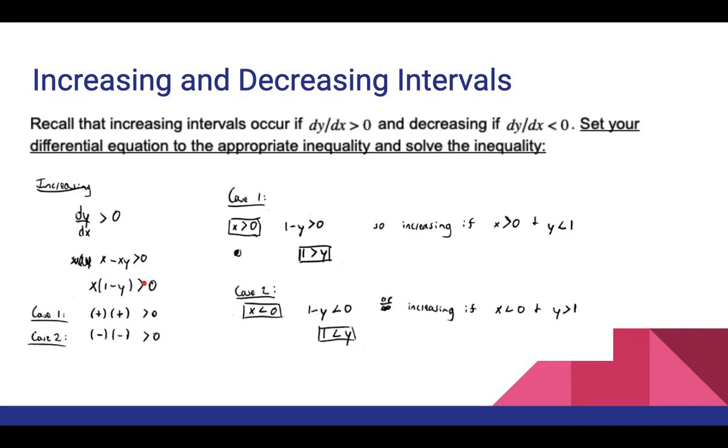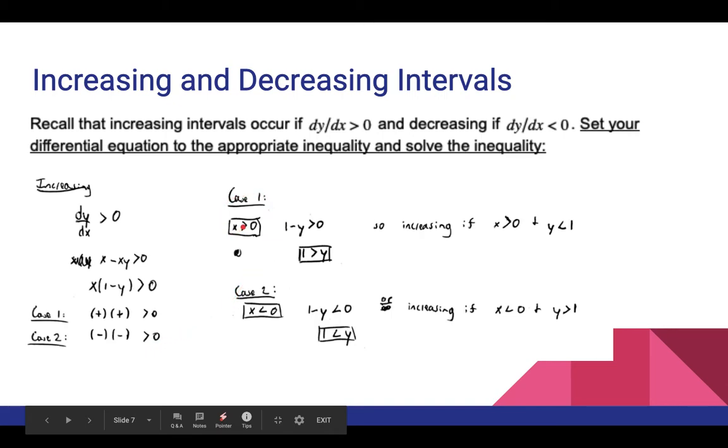So in this case right here, we have to be very careful because what we can take note of here is that if x is greater than 0 and 1 minus y is greater than 0, then we're going to have positive times positive, which is going to be greater than 0. But if we have x less than 0 and 1 minus y less than 0, we're going to have a negative times negative, which is also greater than 0. So we have two different cases we have to consider.